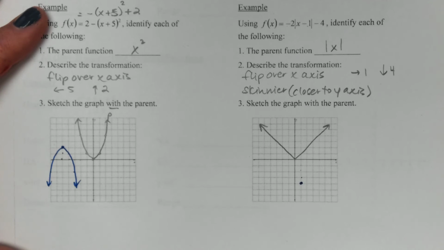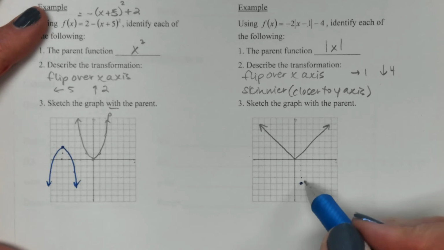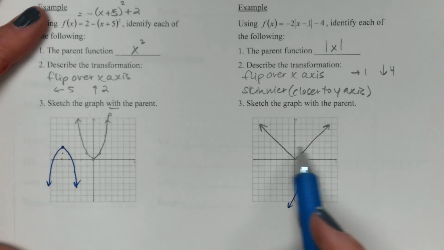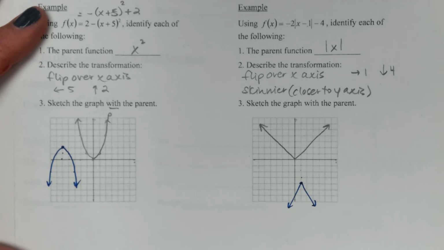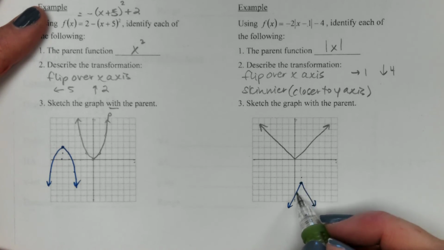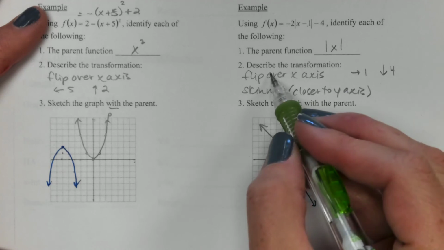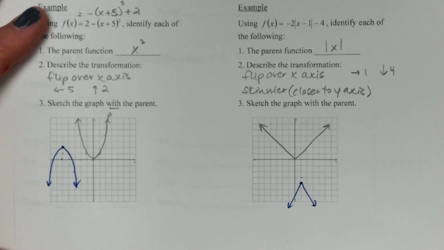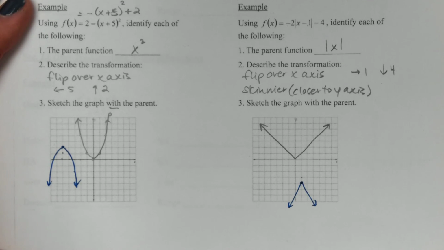So taking this point, I'm going to move to the right 1, down 4. That's my new vertex. It is flipped over the x-axis, which means my V is going to be shaped downward, and it's going to be skinnier. So just make sure that it visually looks skinnier than your original graph, and you are good to go. We're not getting into the specifics of where the points are exactly. We just want to be able to identify all of the pieces at this point and then get the picture in the right area. So that's kind of wrapping up our second day of shifting, reflecting, and stretching graphs.